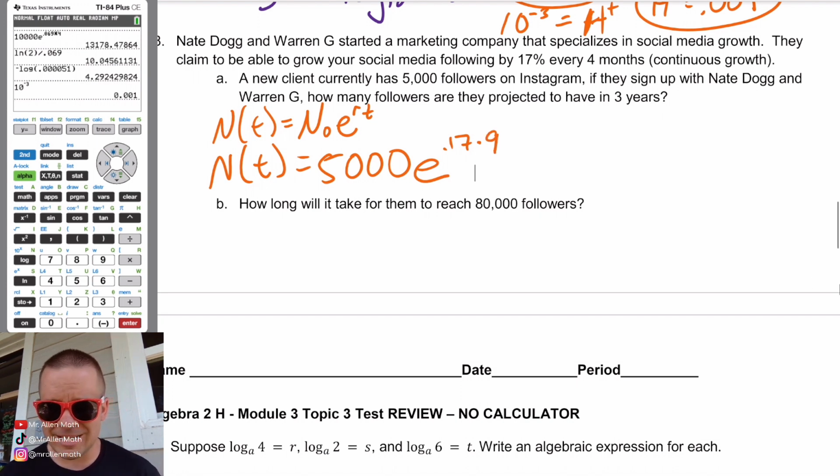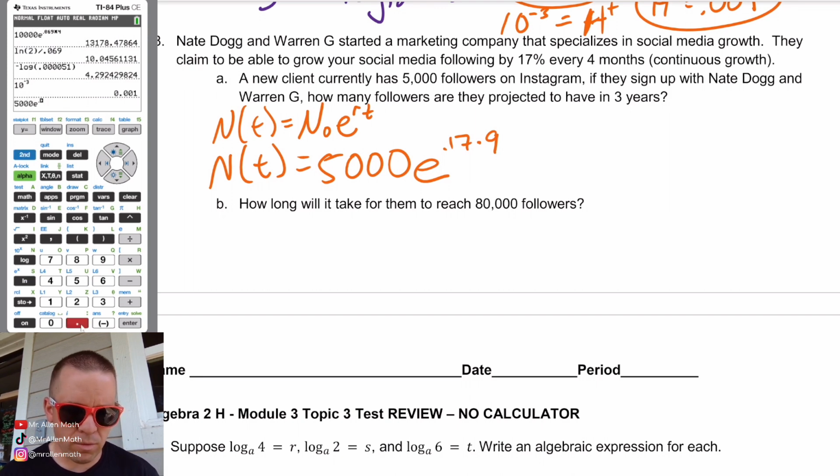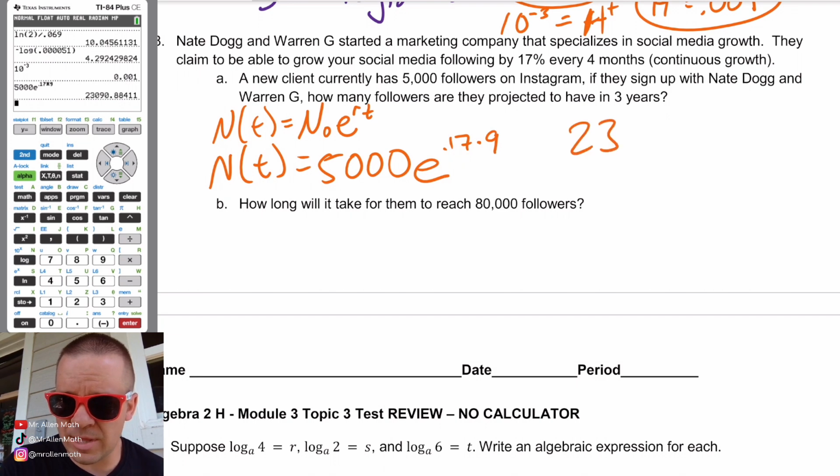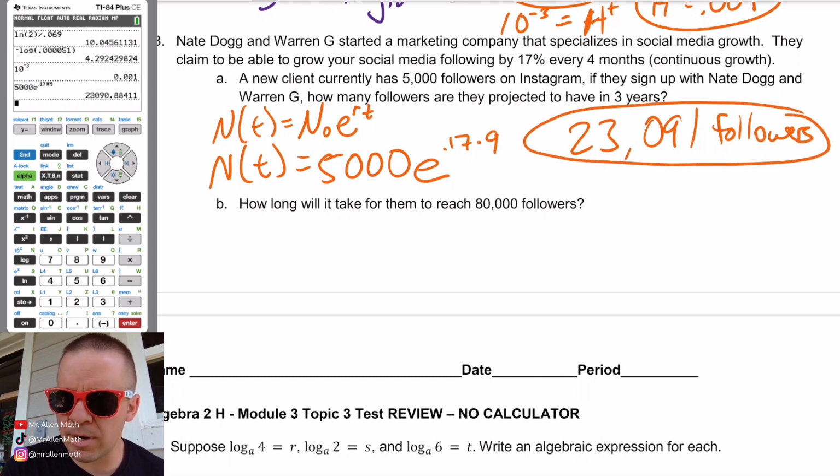Cool. So let's plug this into our calculator. I get 5,000, and then we've got e, so second natural log, and then we've got 0.17 times 9, or times 3, however you want to think of that, and we get 23,090.88, so 23,091 followers. About, right? We rounded that up.